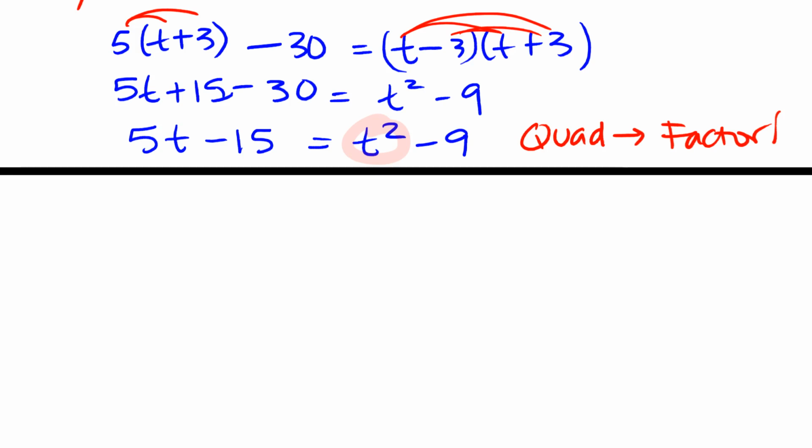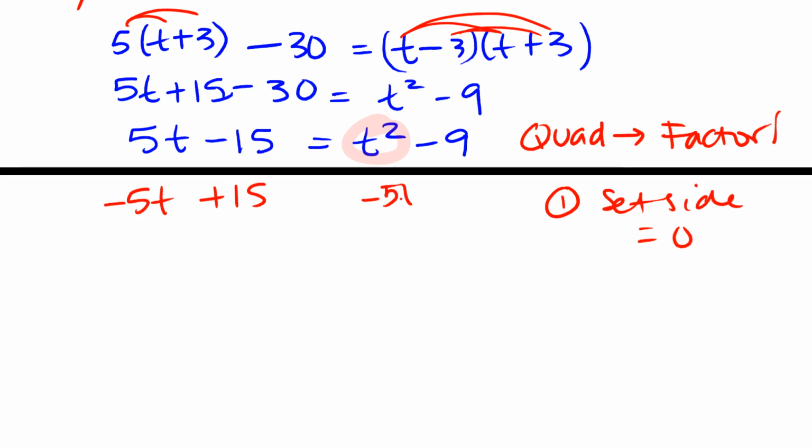This is not necessarily true when you get to 104, 116. You might have to use the quadratic formula, but 9 times out of 10, it will factor. And in order to factor, I need to first set it equal to 0. So I'm going to subtract that 5t, add the 15. So I get 0 = t² - 5t + 6. And then I'll think about whether or not that thing factors.